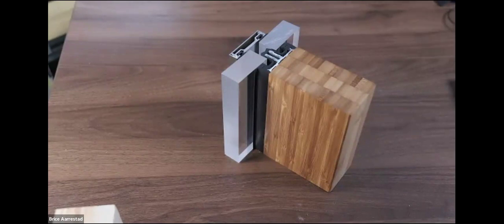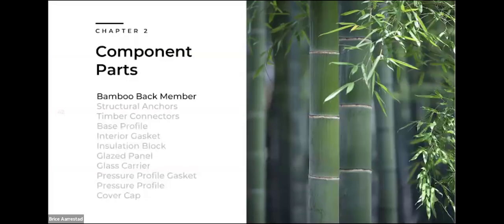The next piece I want to talk about is the bamboo. So bamboo back members, we use a species that comes from Asia. It is a rapidly renewable material. It surpasses engineered wood in both its sustainability as well as its dimensional stability. It's manufactured by cutting the bamboo stalks longitudinally in strips, planing them flat, adhering glue, and then compressing them into kind of a board form. The resulting product has a high degree of uniformity and consistency.